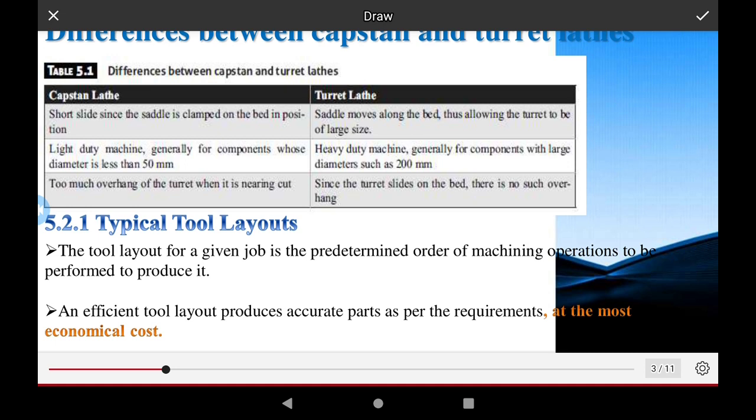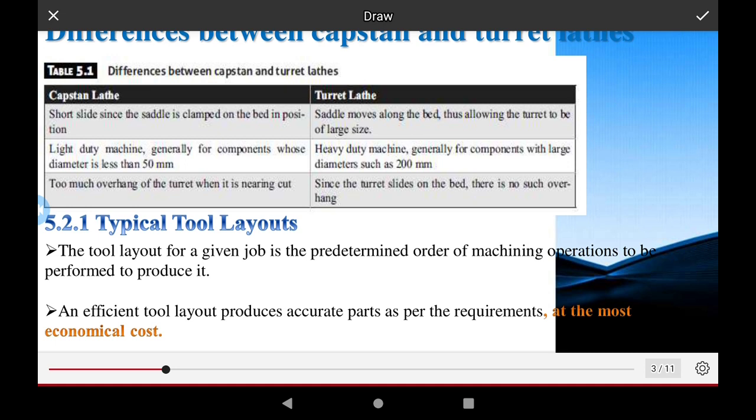In the capstan lathe the saddle is clamped on the bed in position. This machine is also selected for small workpieces, designed for small components, light duty, generally for components whose diameter is less than 50 mm.